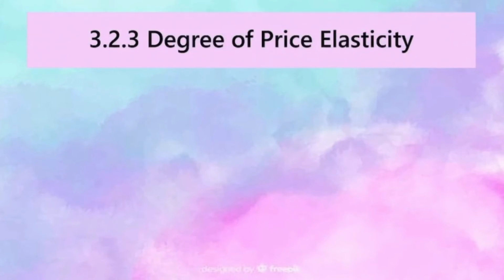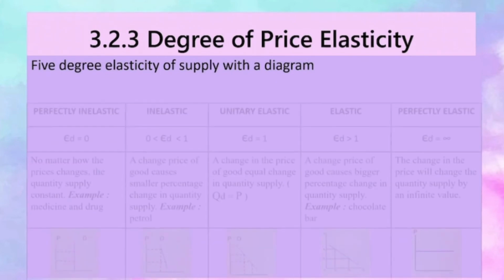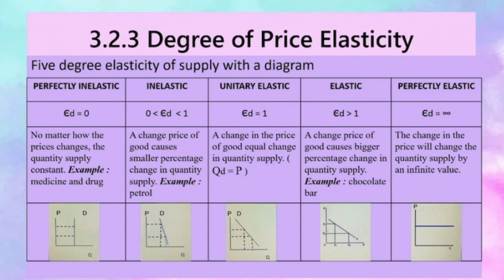Next is degree of price elasticity. There are 5 degrees of elasticity of supply with a diagram. First one is perfectly inelastic. ES is equal to 0. No matter how the price changes, the quantity supply is constant. For example, medicine and drugs. When the price changes from P0 to P1, suppliers will sell goods or services like usual.